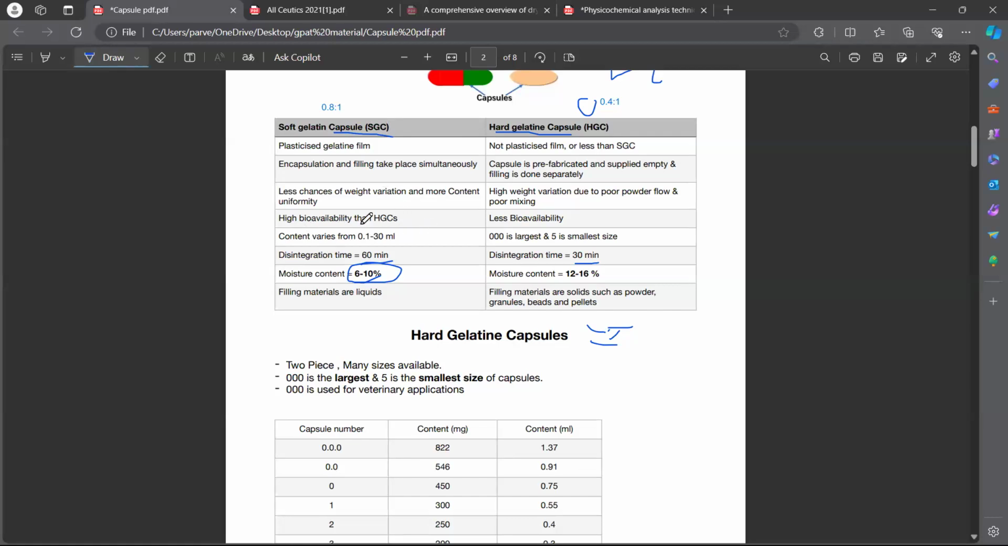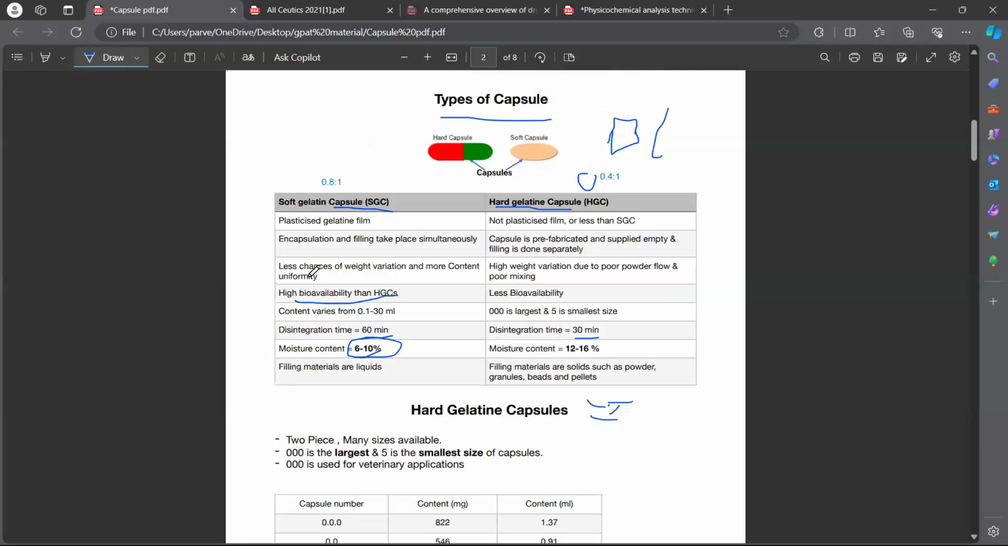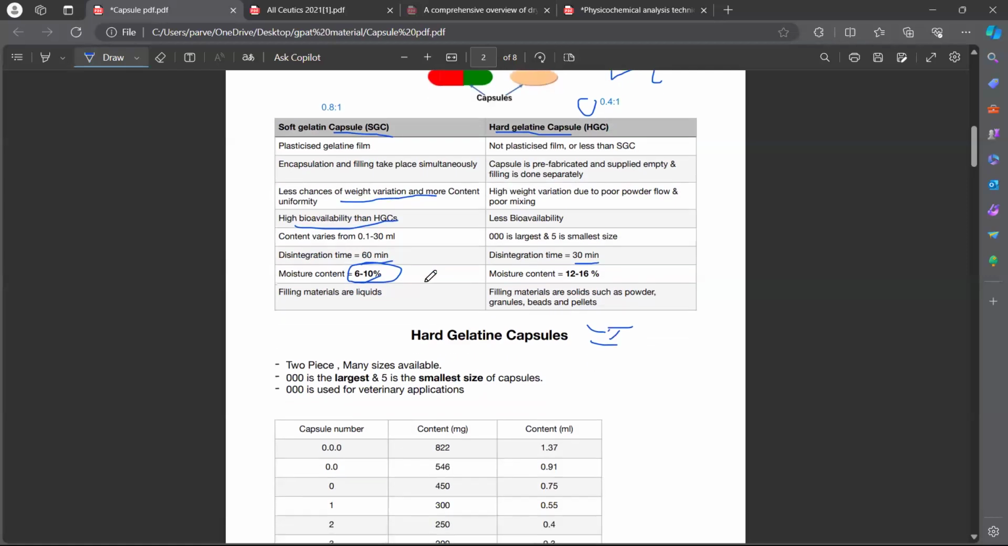So generally, soft gelatin capsule has higher bioavailability when compared to hard gelatin capsule, and the soft gelatin capsule is less prone to changes in weight variation and content uniformity. Whatever we see as vitamin capsules, the liquids are filled in the soft gelatin capsule, while powder and similar materials are filled in the hard gelatin capsule.